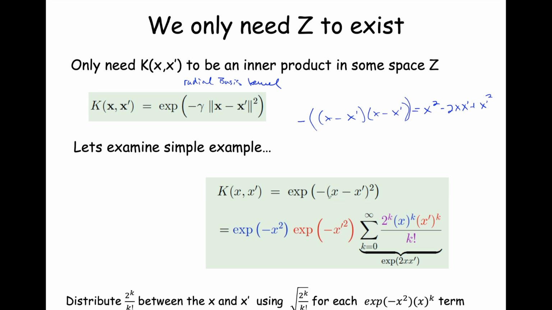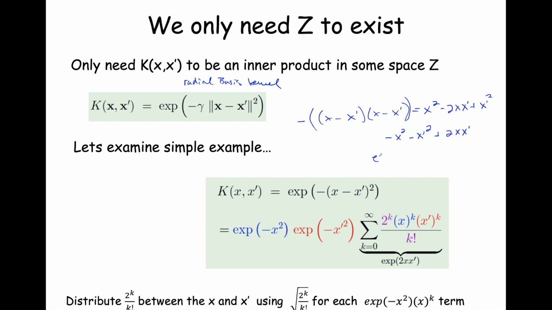So it's minus the negation of that. So that gives us minus x squared minus x prime squared plus 2x x prime. Okay, and so now we have e raised to that power. That's nothing more, okay, if I have something added, it's just the product of e to each one of them.